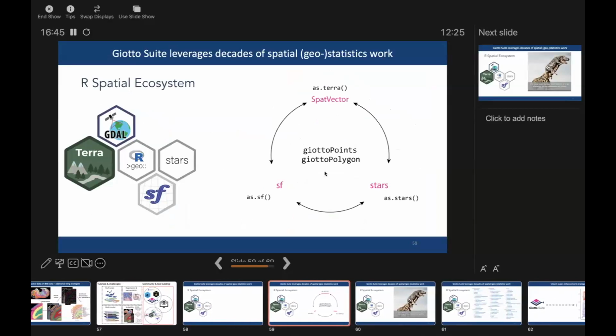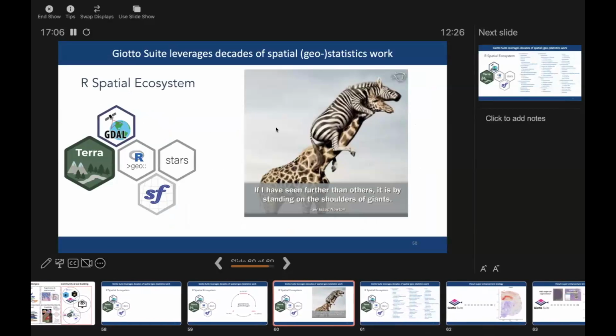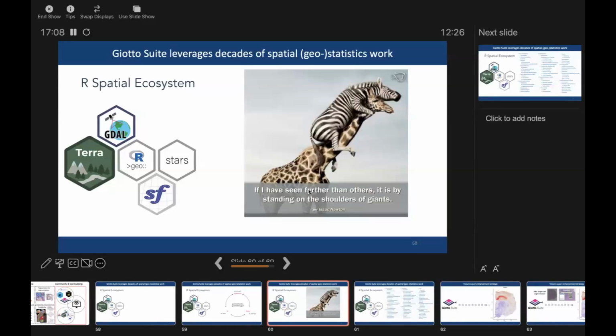We make our GIOTTO points and polygons, which are the lower level data structures in our GIOTTO object, so you can immediately convert them into spat vectors, SF, and stars, which are the objects used by these packages that are very well established in the field and that have a bunch of different tools available that you can immediately apply. As I always show, if I have seen further than others, it's by standing on the shoulders of these giants.